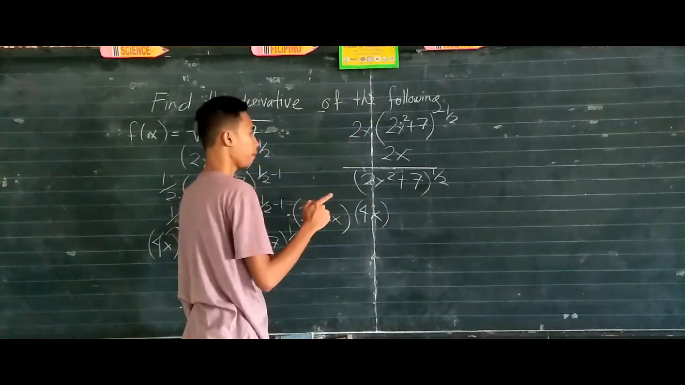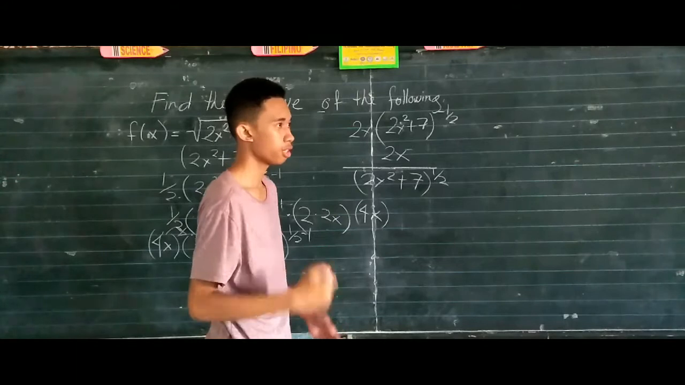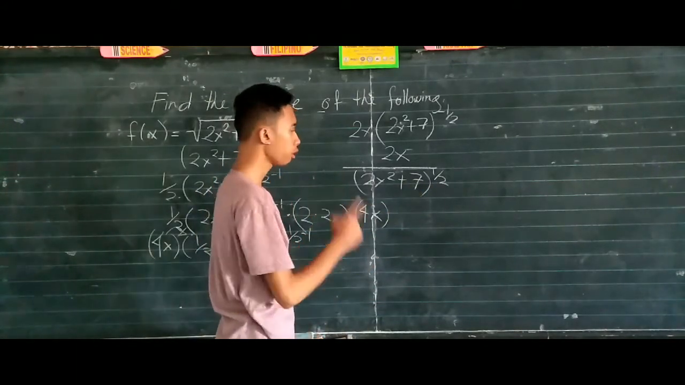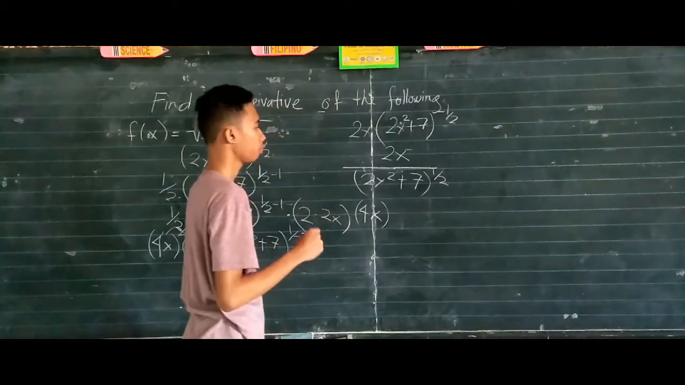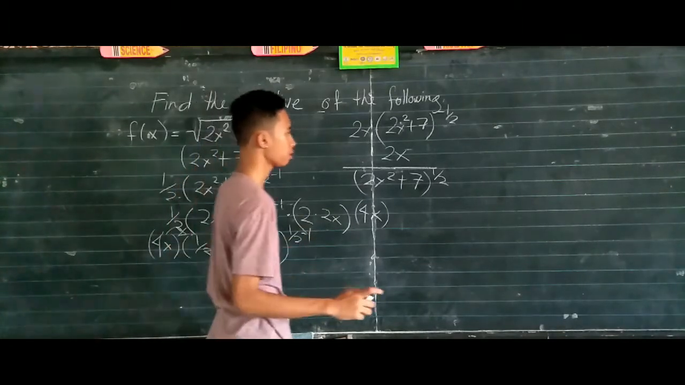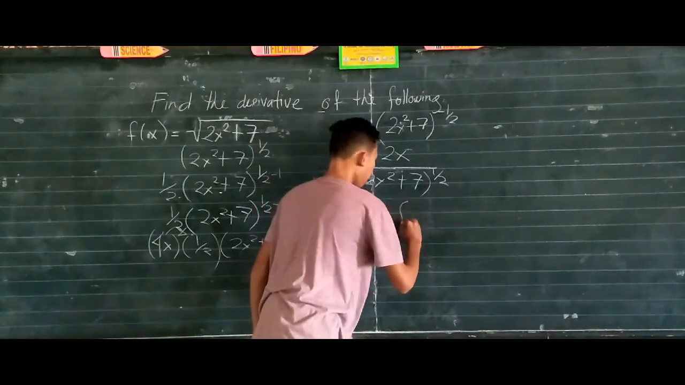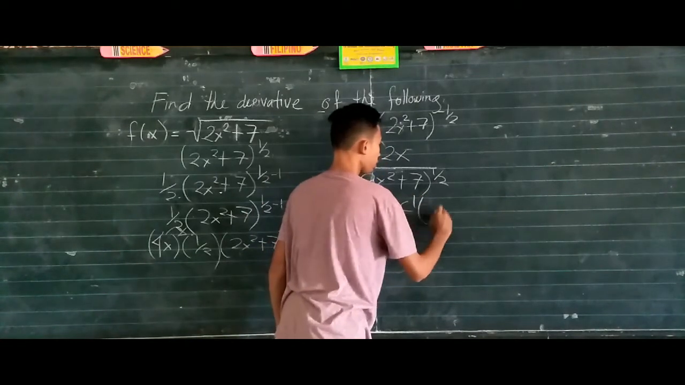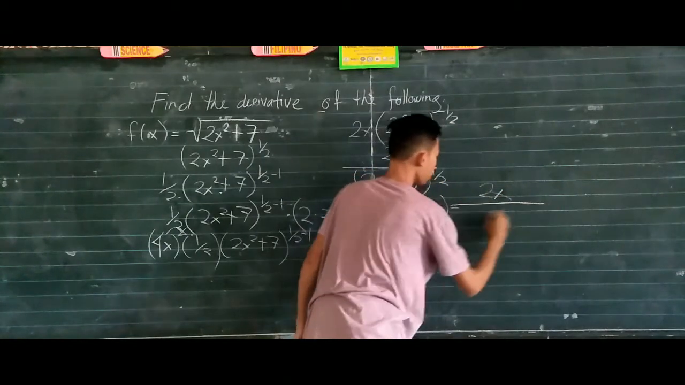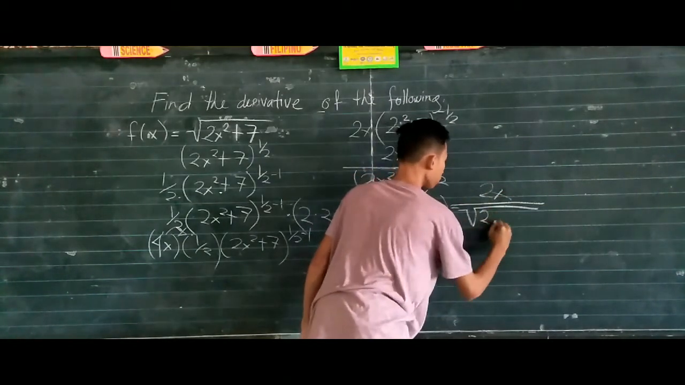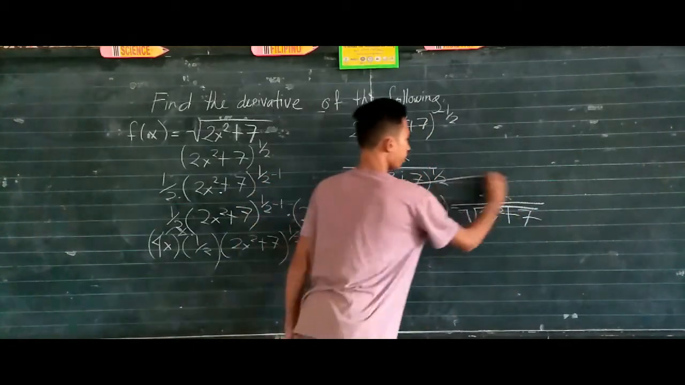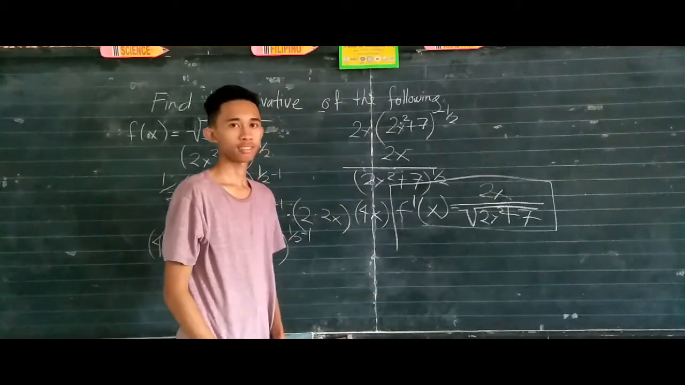In this situation, we can simplify it by the exponent will be modified into radical sign. So the 1 up will be now a square root, and this will be the answer, final answer. F prime of x equals to 2x over square root of 2x squared plus 7, and this will be the final answer.